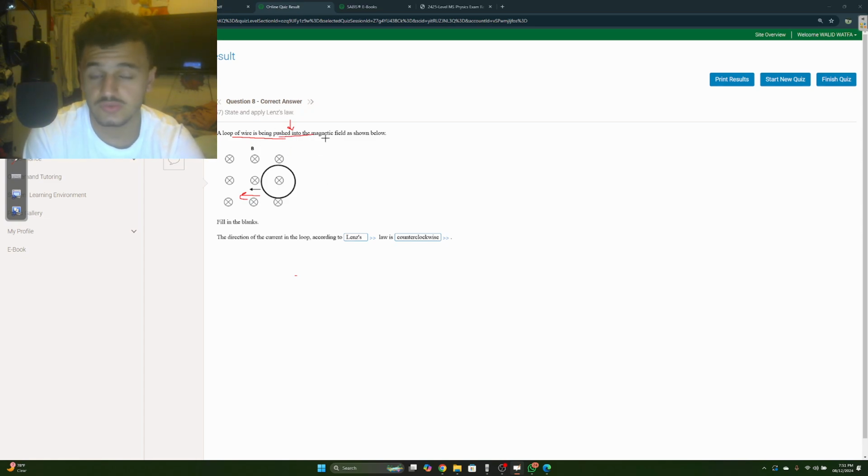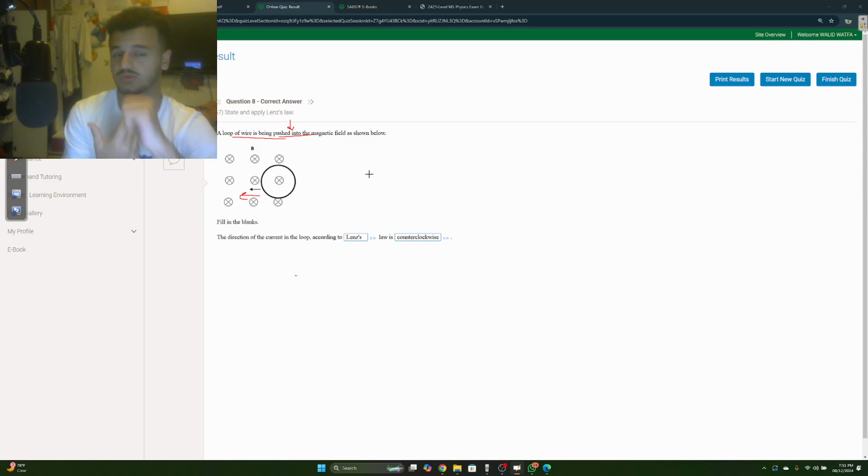So if you're being pushed into, then the force of the current will be outwards. You start with that. For the motor rule, you have your thumb and collectively the other four fingers. Your thumb is the force. Your four fingers are the magnetic field. Since we're pushing it into, the force of the induced current will be outwards. It opposes, it's Lenz's law, right?